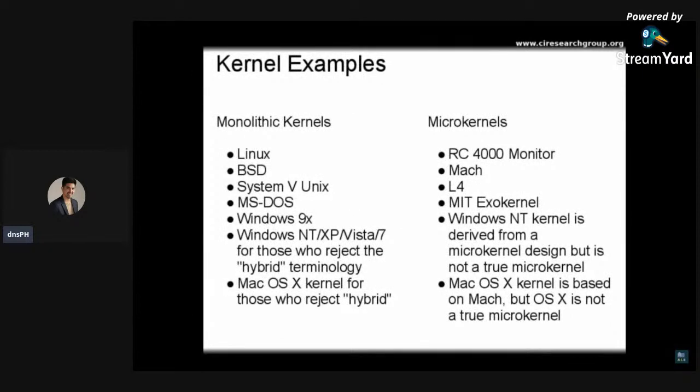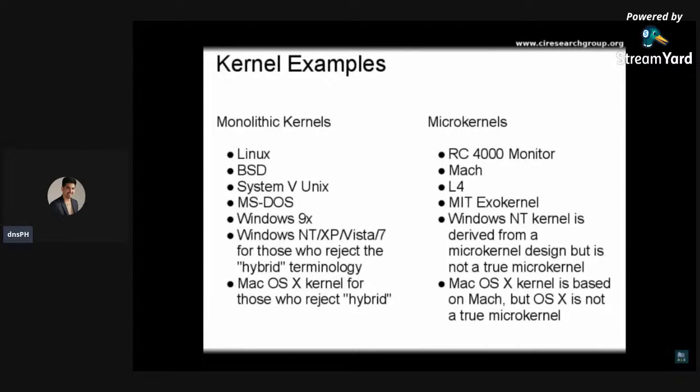For monolithic kernels, in addition to the System 5 Unix kernel, which is a descendant from the original Unix kernel, we have the Linux kernel, BSD, MS-DOS, and Windows 9X kernels. Windows NT, XP, Vista, and 7, if you don't prefer to use the hybrid terminology, would also qualify as monolithic kernels. And the Mac OS X kernel falls into the same category.